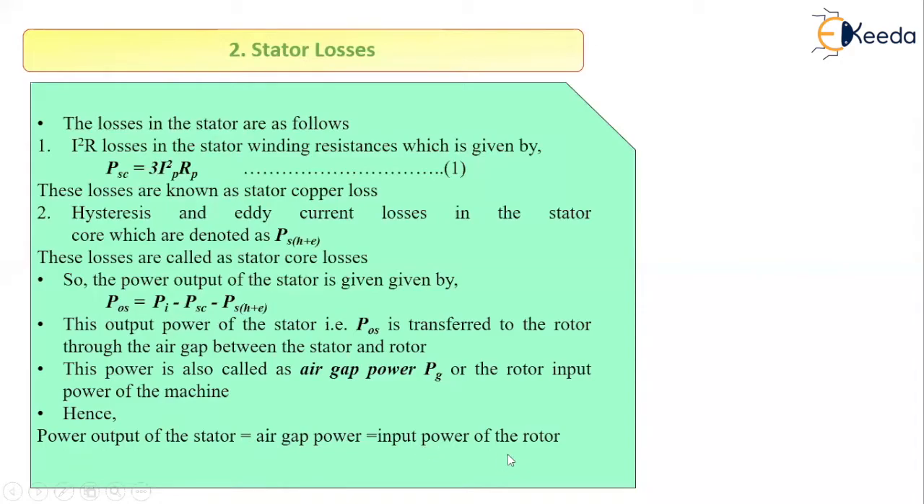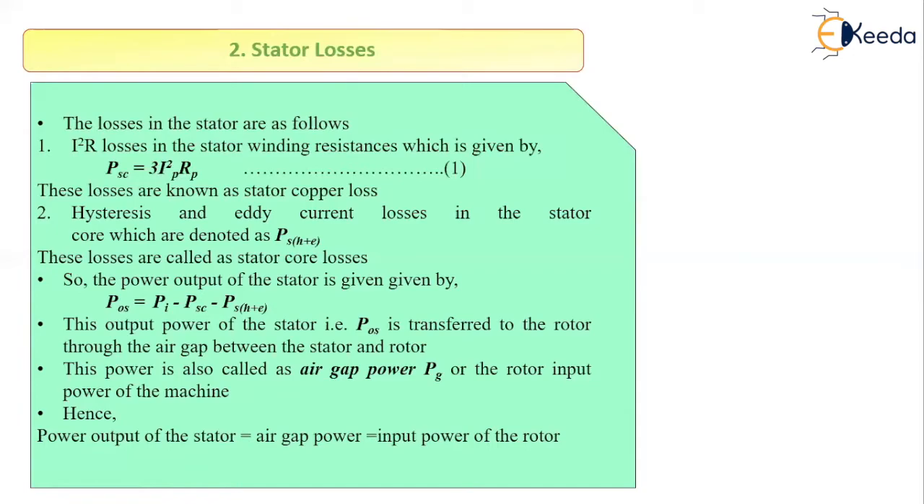So we saw the first stage, that is the supply was given to the stator winding. So the power input to the stator winding we have determined. Then when the power is given to the stator winding, there are certain losses associated with the stator winding and stator core. So when we subtract these losses, that is the core loss and copper loss, from the input, we will get the output of the stator.